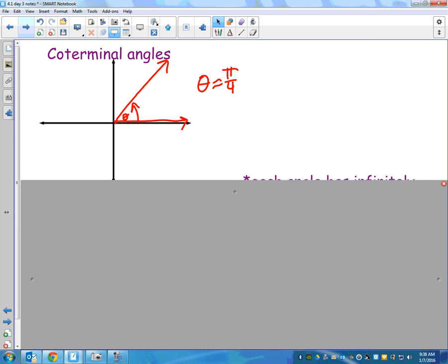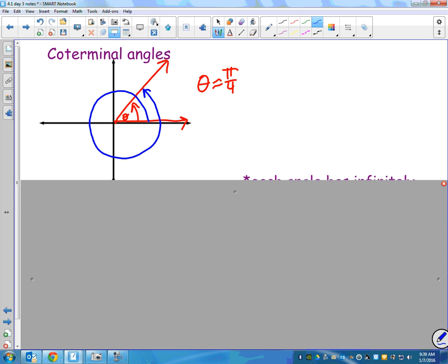So what if I did this? What if I started at the same initial ray and I went all the way around and stopped at the same terminal ray? Could I figure out how much that angle measures? How could I do that? Because I went all the way around, which is 2 pi, and I went up that same amount, right?